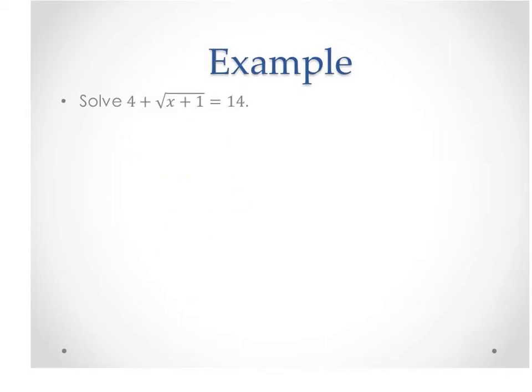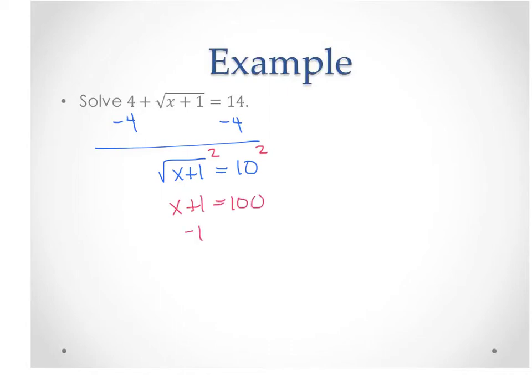What's our first step? Subtract 4 to get the square root by itself. Square root of x plus 1 equals 10. Next step, square both sides. X plus 1 equals 100, minus 1. X equals 99.